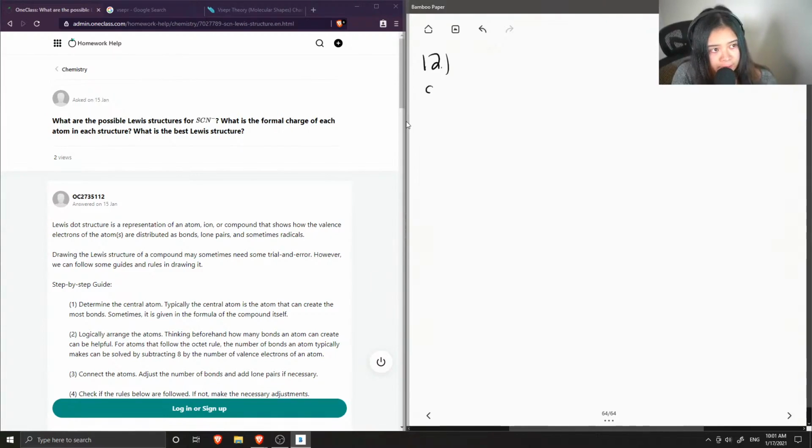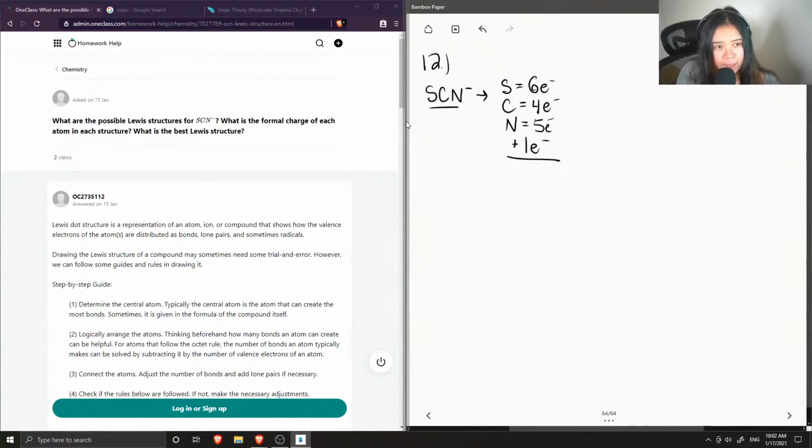So first, let's calculate the total number of valence electrons for this ion. Sulfur has 6. Carbon has 4. Nitrogen has 5. And the overall charge of the ion is -1, so we're going to add an additional electron to our count. We should end up with 16 valence electrons for this structure. Carbon is the least electronegative, so it's going to be our central atom.